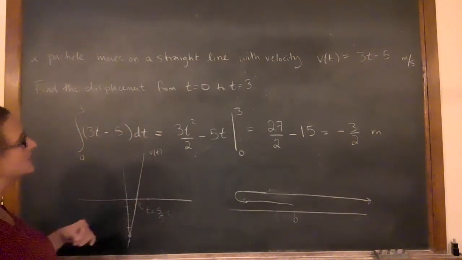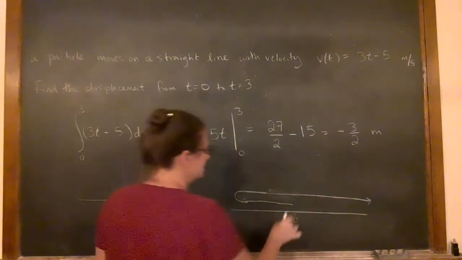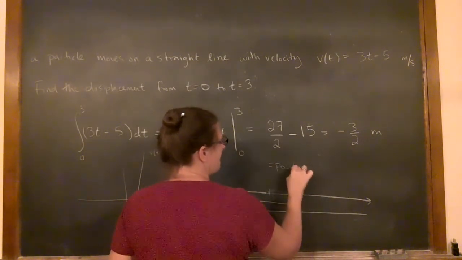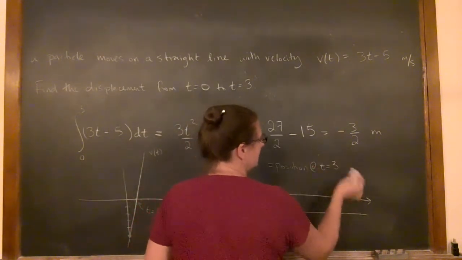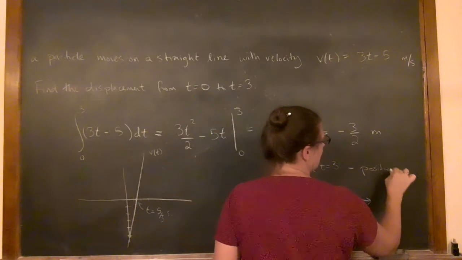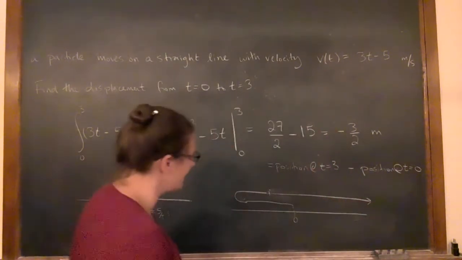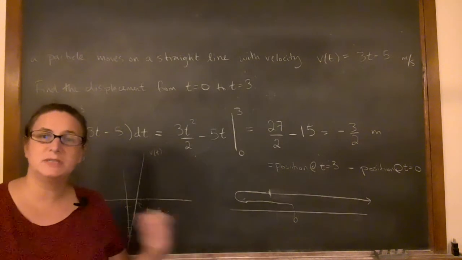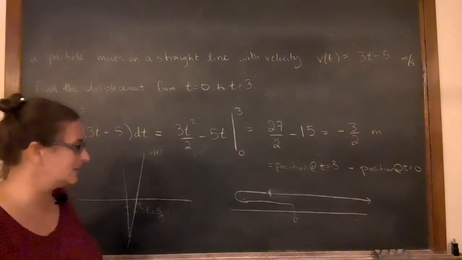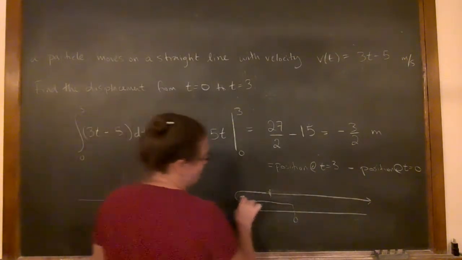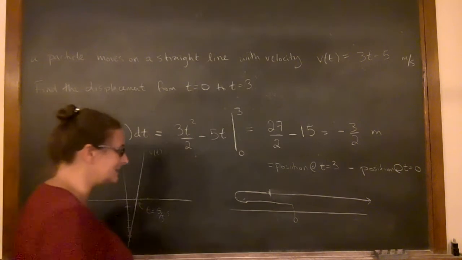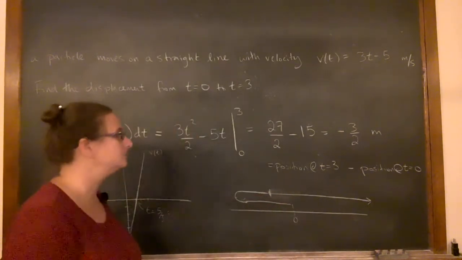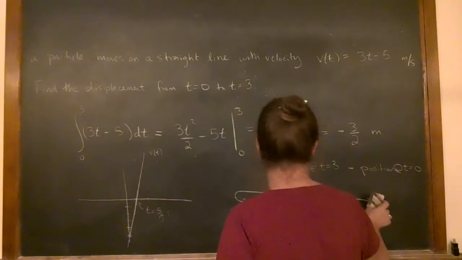However, what this gives us is the displacement. It gives us the position at t equals 3 minus the position at t equals 0. And it turned out maybe it was back here somewhere, so it was negative. That doesn't actually give us the distance that the particle traveled. The particle went back here, and then it went forward again. So if I wanted to find the total distance traveled, I'd have to figure out this distance, and then add it to that distance. Okay? So let me just point that out here.